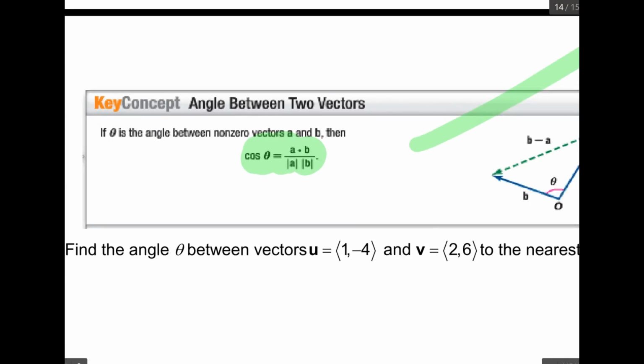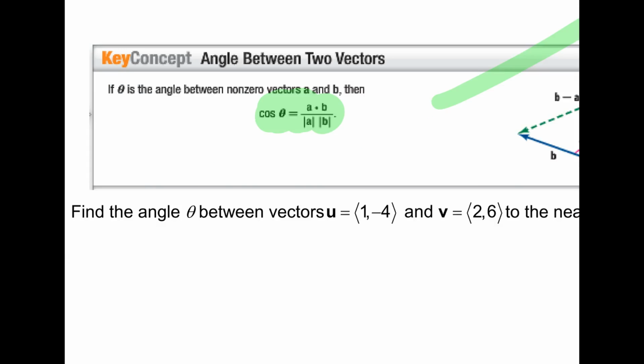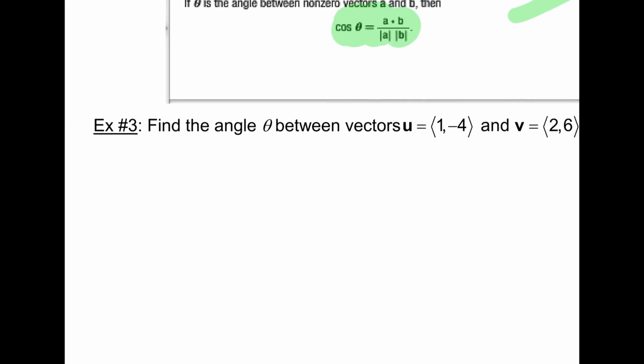So in our next example, I showed you how to find the angle between two vectors. I proved how to find that. So if theta is the angle between two non-zero vectors, then cosine of the angle between them is equal to their dot product, u dot v over the absolute magnitude of u times the absolute magnitude of v. Okay, so let's break this down step by step. Let's find out what the dot product is.